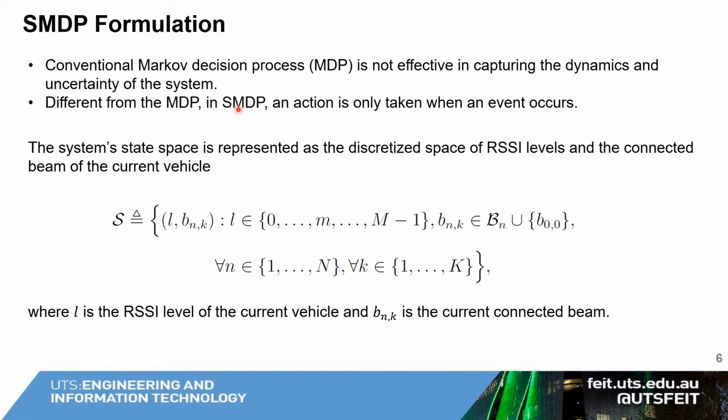So in this work, we define the state space as the current RSSI level and the current connected beam. As you can see in this equation, L is the RSSI level, and B_{n,k} is the current connected beam, in which n is the ID of the mmWave base station, and k is the beam ID.